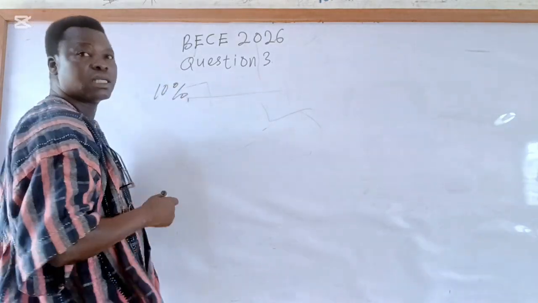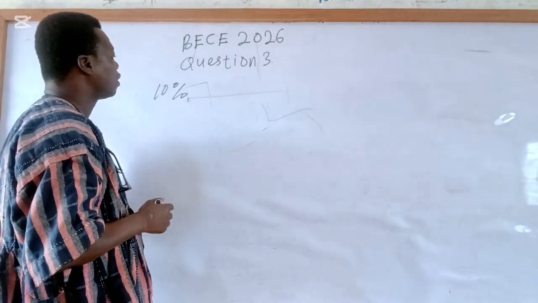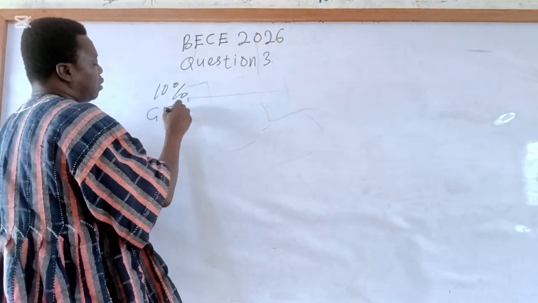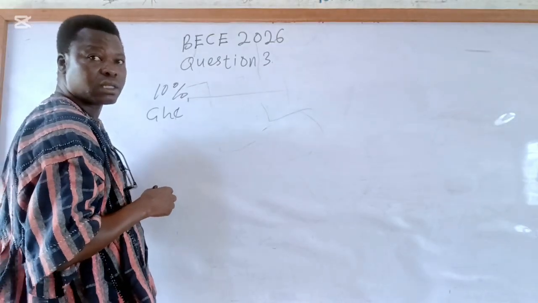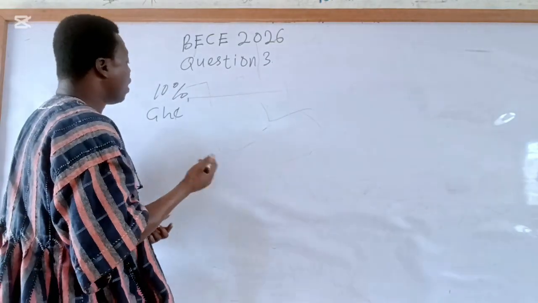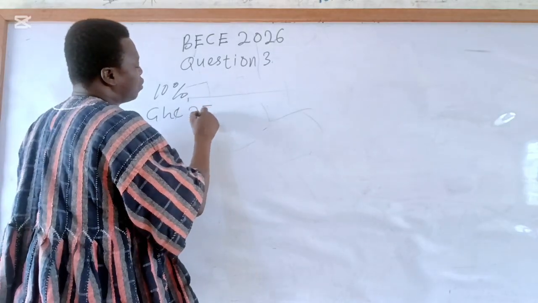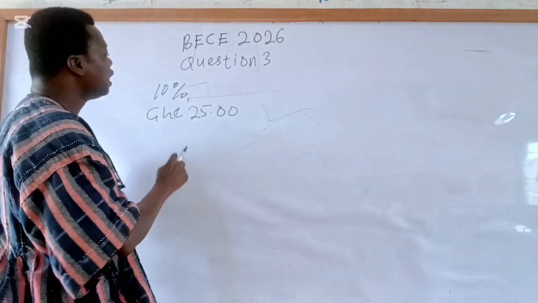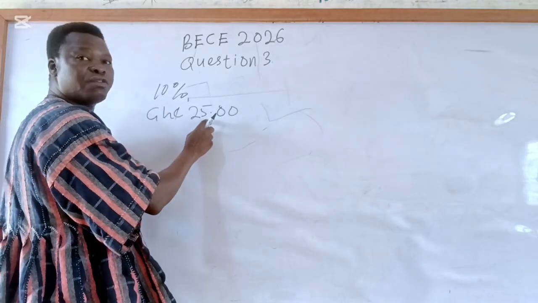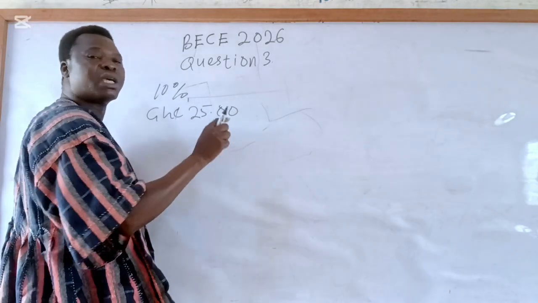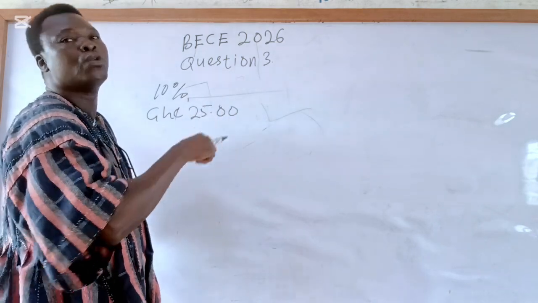10% salary increase and the wage is the same as salary, so the wage was 25 Ghana cedis. So we need to calculate 10% of this 25 Ghana cedis, add it to the 25 Ghana cedis. That becomes Asana's new wage.